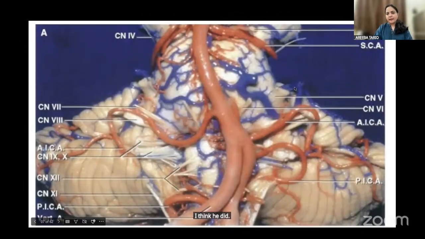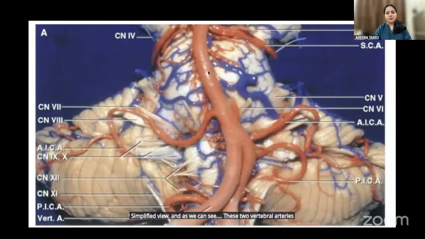Simplified view, and as we can see, these two vertebral arteries join together to form the basilar artery. What surface is this? So we are viewing the ventral surface of the brainstem, and this is our anterior posterior view. This is the petrosal surface of the cerebellum. We can see our AICAs running through bilaterally, the PICAs and superior cerebellar artery laterally.